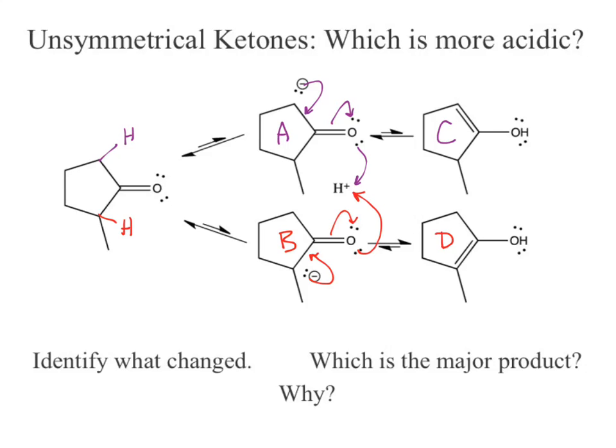If we look at B and D, we've got a much more stable alkene, which means D is going to exist longer than C. So if we propagate this out over all of these possible reactions for equilibrium, we expect a much higher concentration of D than we would of C.